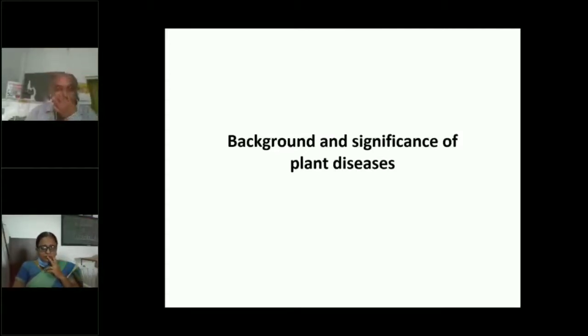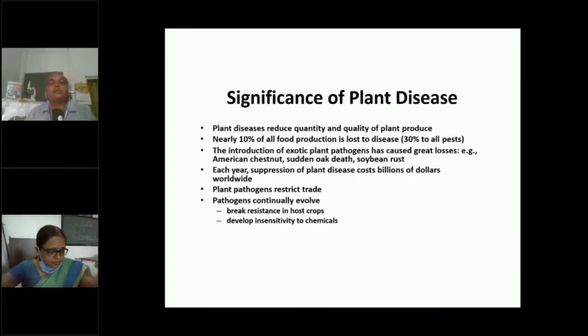To understand integrated disease management, we have to see some background and significance of plant diseases. You know, this plant pathology branch emerged in the plant science discipline because of these diseases. Plant diseases reduce the quality and quantity of the produce, and all these pests and diseases cause 30% loss to the adequate produce.